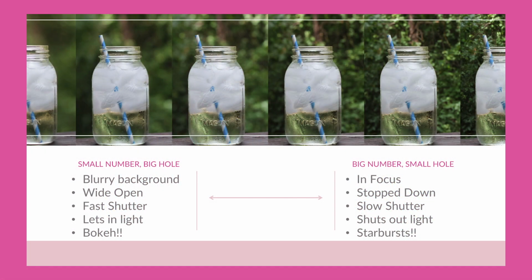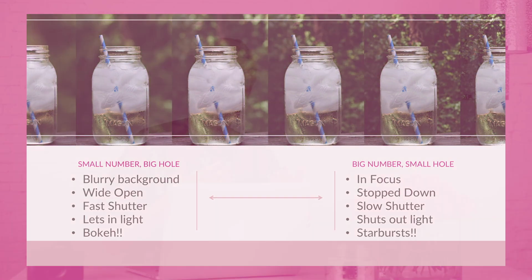So let's go back to my mason jar example, and I want to show you the left versus the right. So the small number versus the big number. The big hole versus the small hole. Little confusing, but just remember, the smaller the number, the bigger the opening, the more light that it lets in.